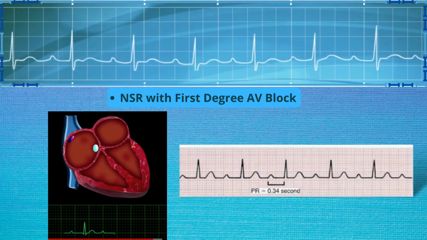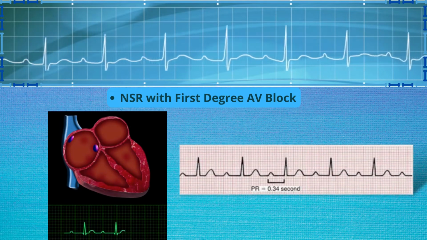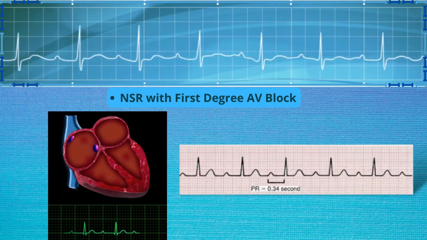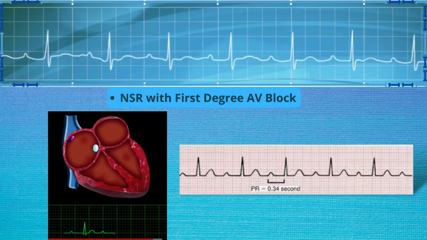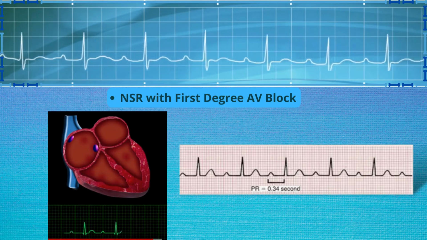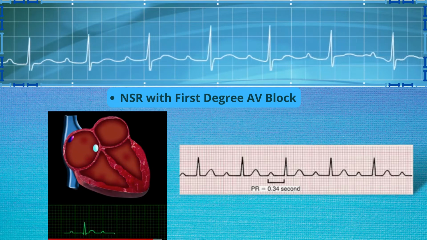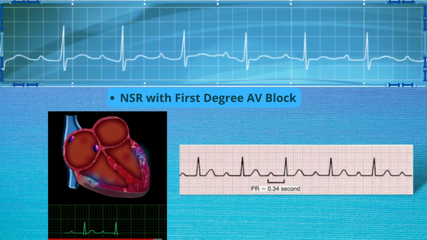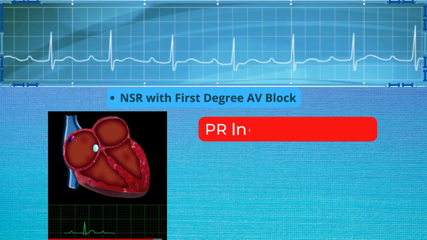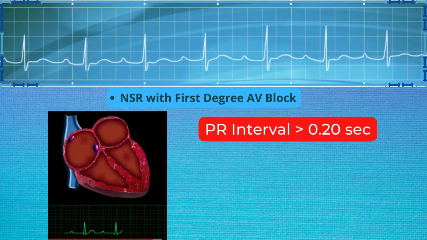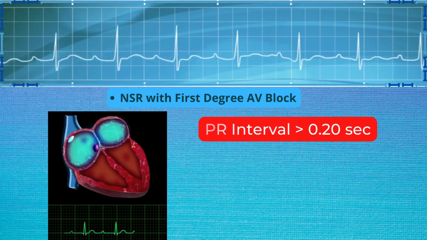When the electrical impulse travels from the SA node to the AV node, there is no abnormality, but when the impulse enters and leaves the AV junction, there is a slight delay. This results in prolongation of the P to R interval on ECG. The normal PR interval is 0.20 seconds. In first-degree AV block, this interval is more than 0.20 seconds.